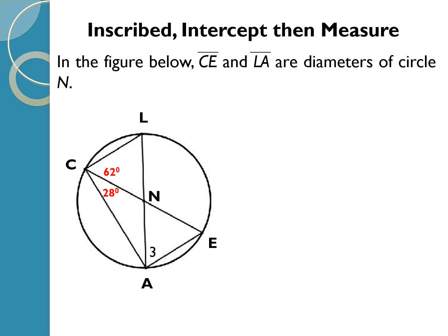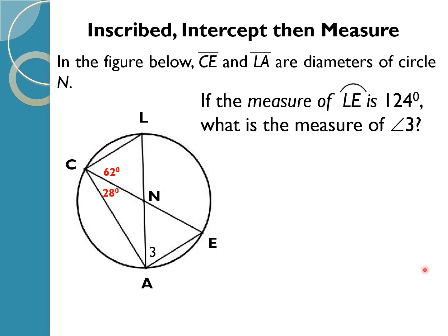Let's have another example. We will use the same circle, which is circle N. The measure of this angle, angle ACE, is 28 degrees, angle LCE is 62 degrees, and the measure of arc LE is 124 degrees. We will determine the measure of angle 3. So this is angle 3, angle LAE. Angle LAE is an inscribed angle, and its intercepted arc is arc LE.